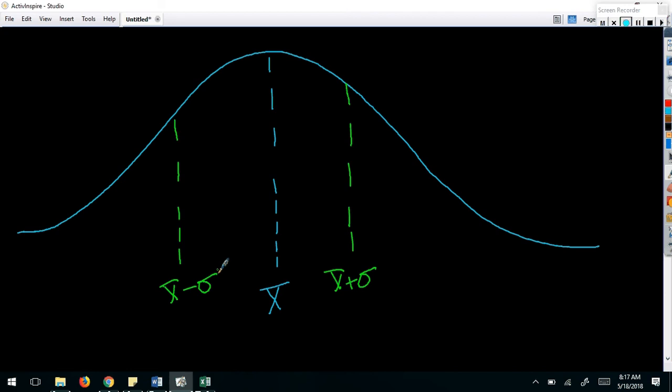Are we going to have to find the standard deviation? In probability and stats, you would actually have to calculate it. In Algebra 2, we're just kind of getting your feet wet. I'll give it to you. 68%.